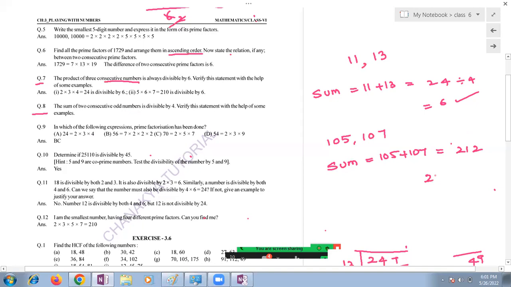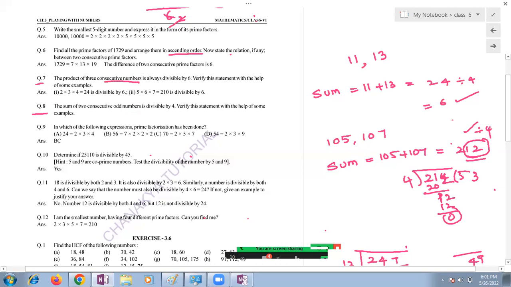212. Is 212 divisible by 4 or not? Please check it. It is divisible. By the divisibility rule of 4, the last 2 digits should be divisible by 4. Yes, she applied the divisibility rule: the last 2 digits are divisible.